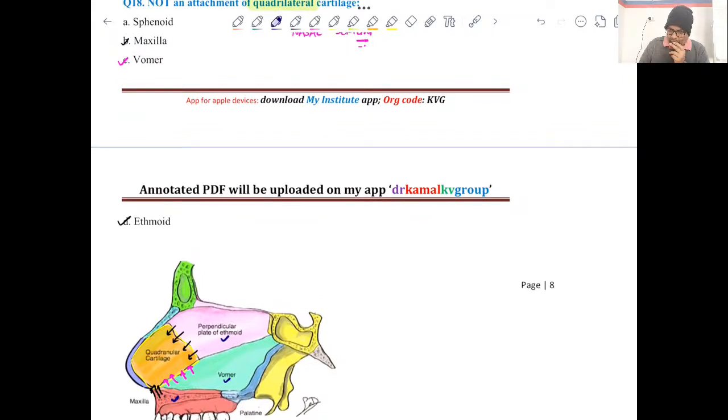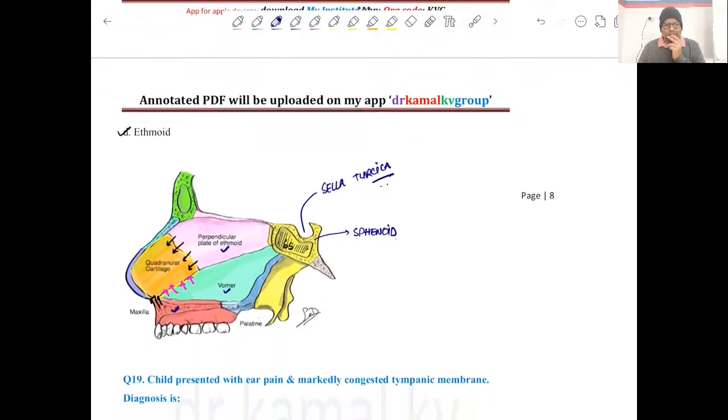But the fourth one, where is the fourth? This is the sphenoid. So sphenoid is the answer here, and you see sphenoid has no connection whatsoever with the quadrangular cartilage. So this is sphenoid sinus here. Okay, so this all is sphenoid sinus. Clear? Then this is sella turcica, which lodges the pituitary gland. Okay, so this is sphenoid bone. So quadrangular cartilage does not have any connection with the sphenoid bone in relation to this question.